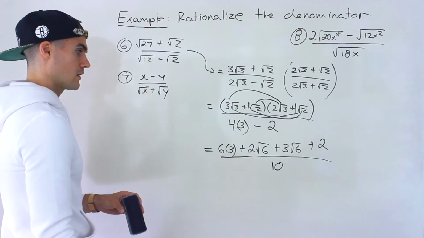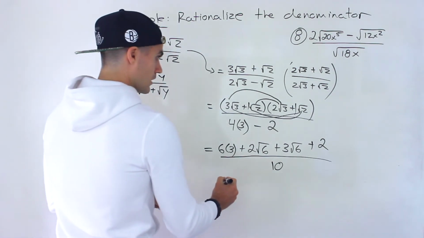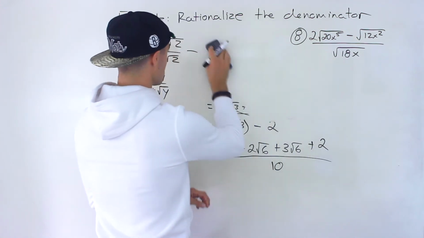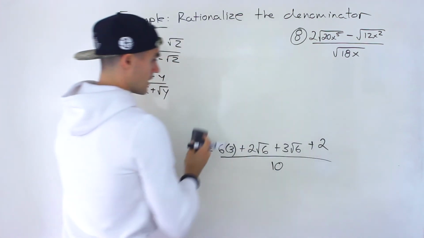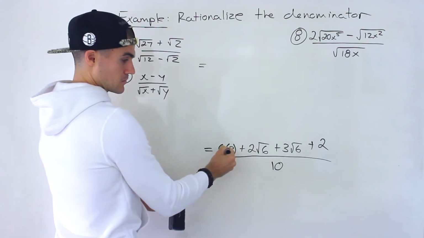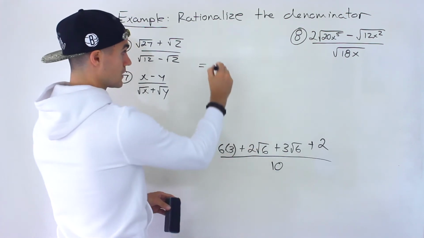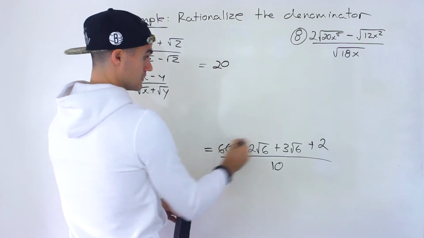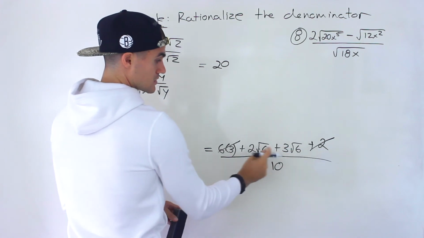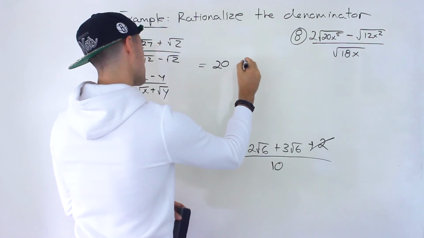And now from here, what would happen is, let me erase this. So I kind of space these out just to have room for these. 6 times 3 is 18, plus 2 would give us 20. And then these are like terms, right? The root 6, the root 6. So 2 plus 3 gives us 5.